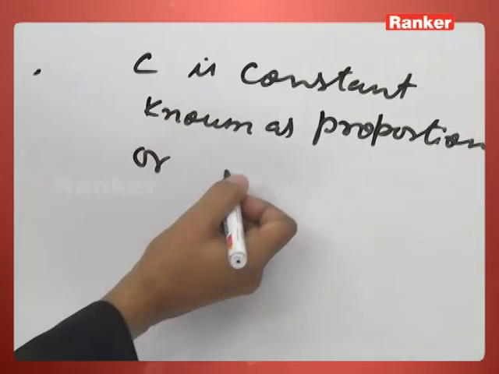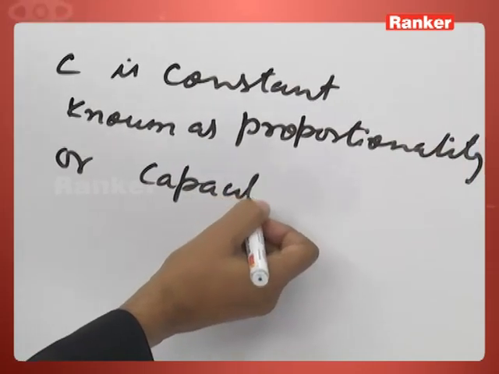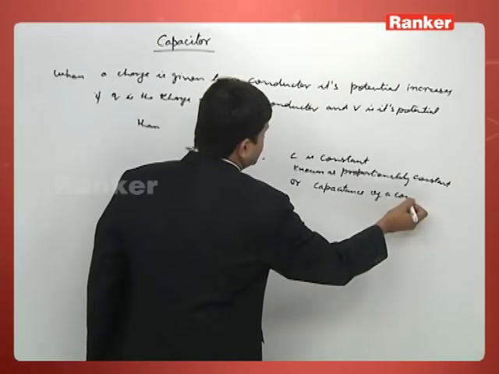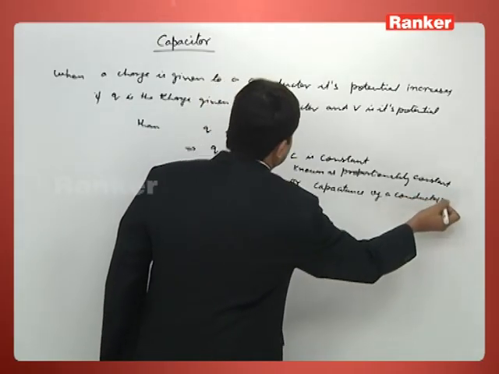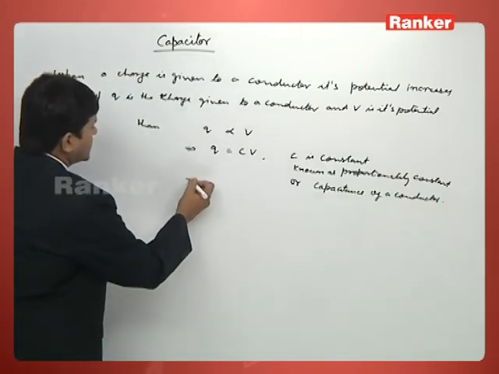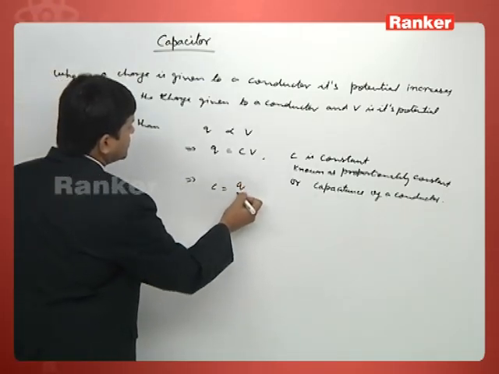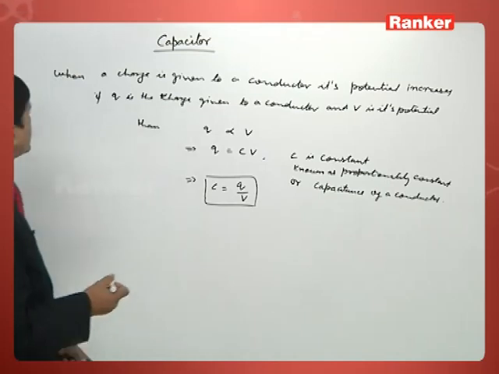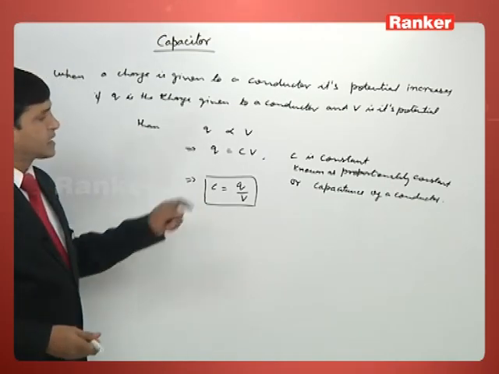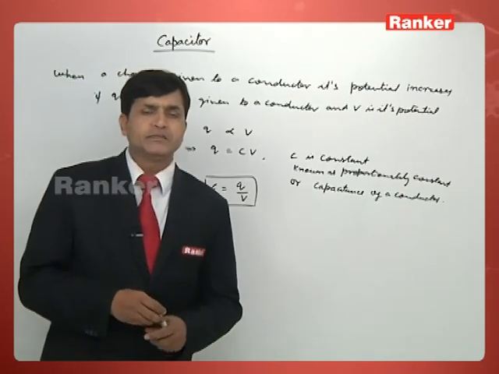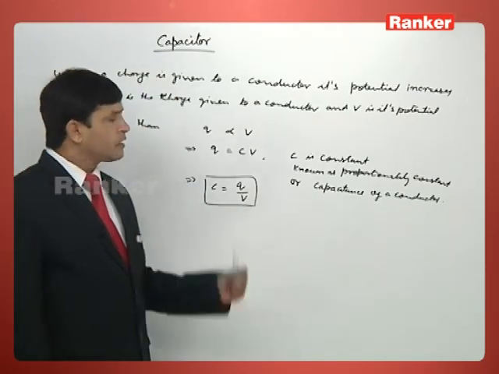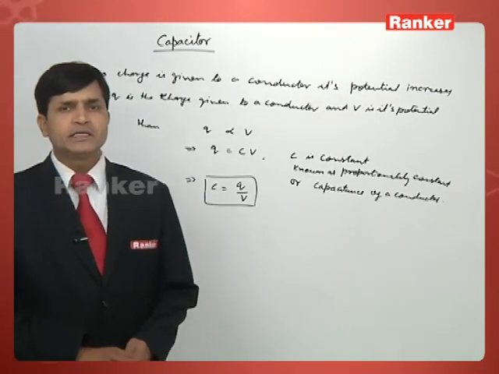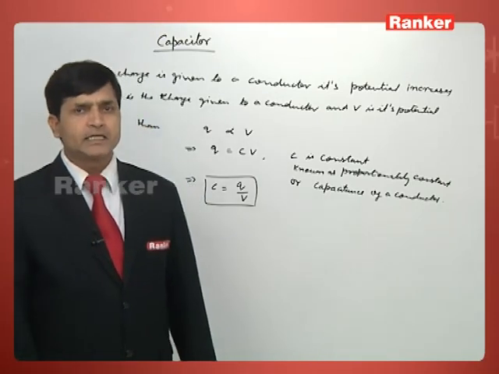or it is also called the capacitance of a conductor. So from here we can say C is equal to Q by V. So first of all, what is the meaning of capacitance? Capacitance of a conductor means the capacity of a conductor by which it can store potential energy, as well as we can say it can store a charge on it.